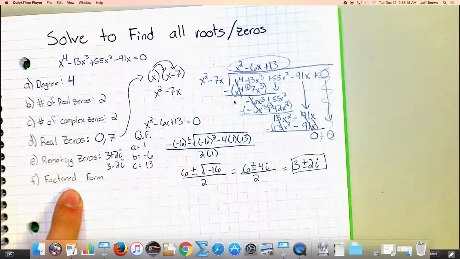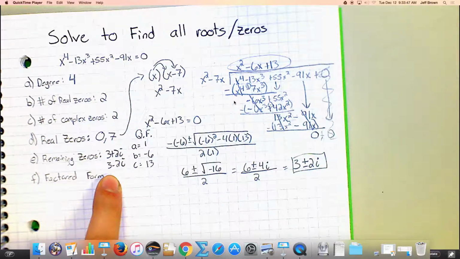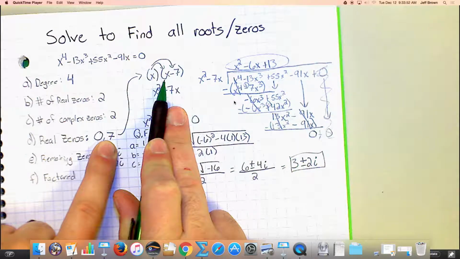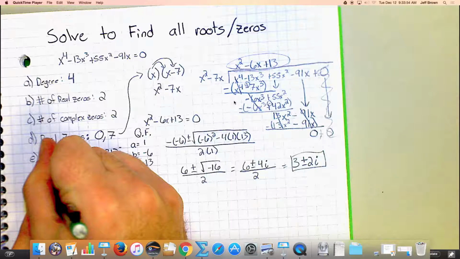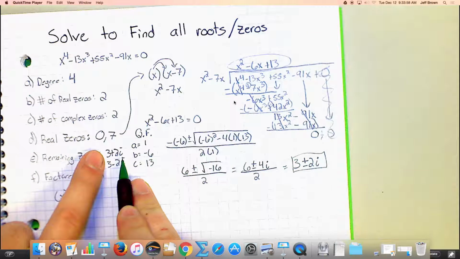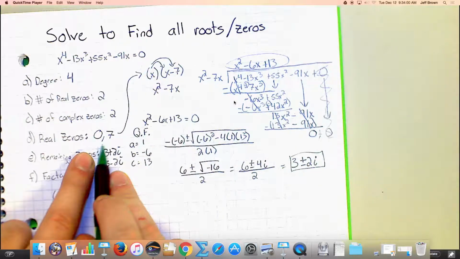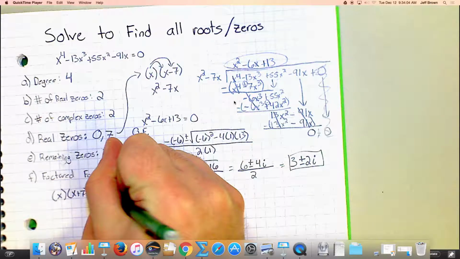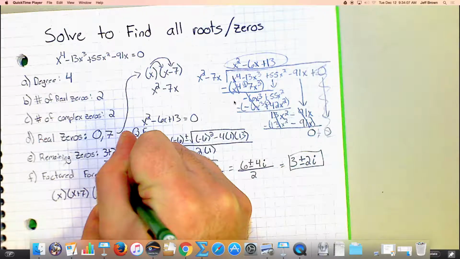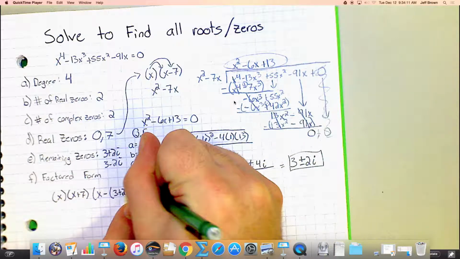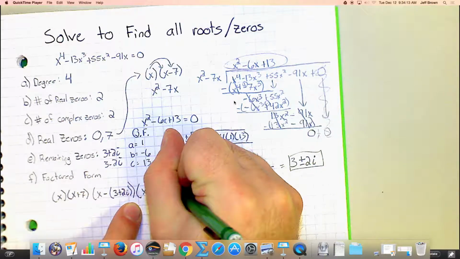For factored form now, I need to take all of those zeros I found and put them back in as factors. I already did the factors for 0 and 7. They're up here at the top, so we'll start with those. I have x and x plus 7. Now these guys here, we talked about this a little bit yesterday. I'm always subtracting my zeros when I plug them in. So I'm going to have x minus that whole thing, so x minus 3 plus 2i is one factor. I get the double set of parentheses. And then I have x minus 3 minus 2i.